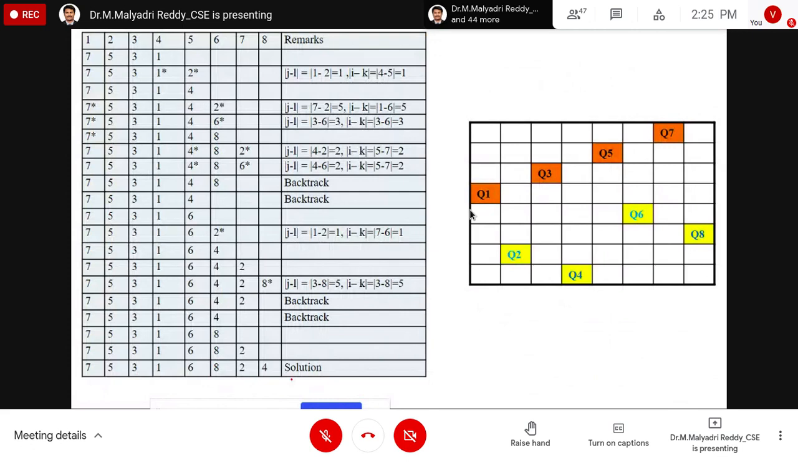75316824 is the solution of the 8-queen problem. This is 7, 5, 3, 1, 6, 8, 2, 4. So this is the solution for our partial problem.